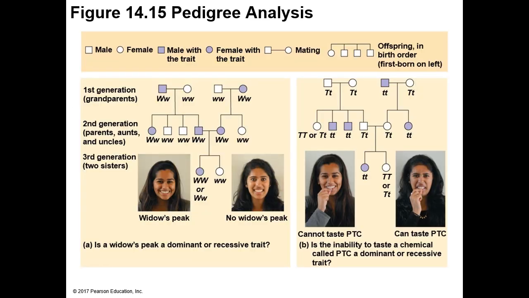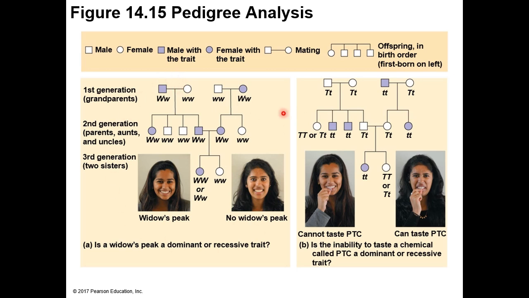So here we see two examples of pedigrees following two different traits. First, we want to take a look at what the shapes and the lines represent. The square is going to represent males. The circle represents females. If the shapes are shaded in, it means that the individuals have the trait. And if there's a line connecting the two shapes together, it means that they have mated. The offspring are going to stem from the parents, and the firstborn is going to be on the furthest to the left, and the lastborn is on the right.